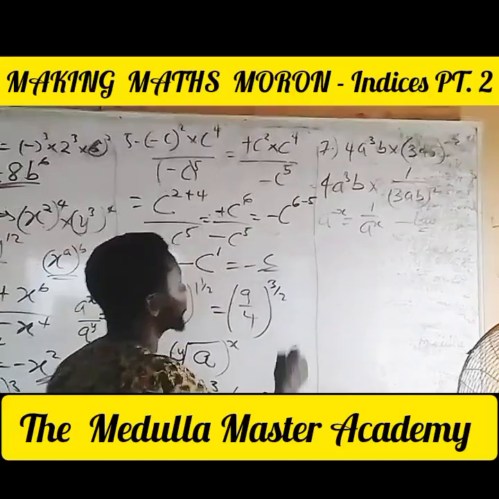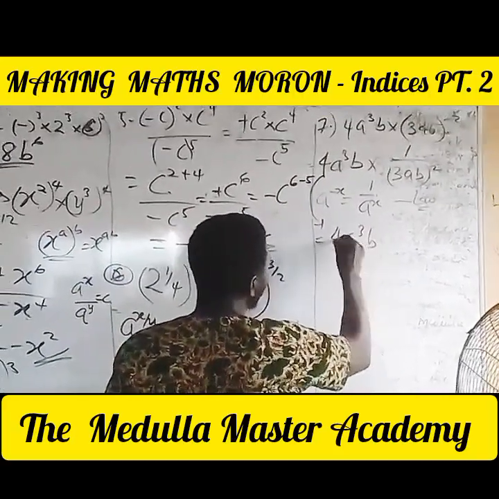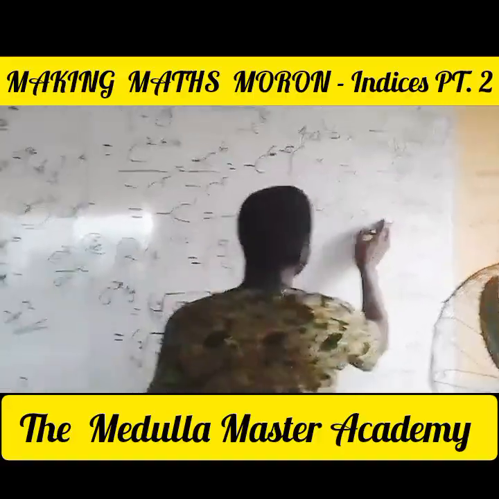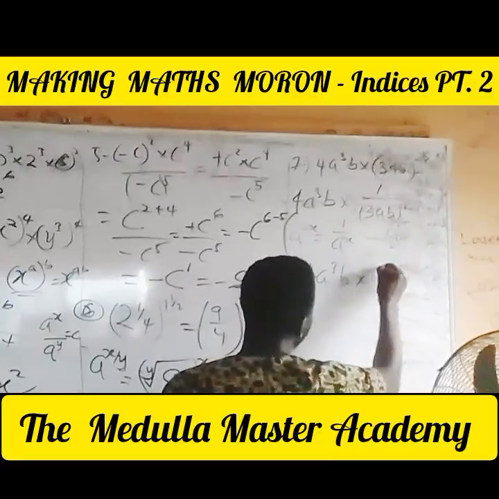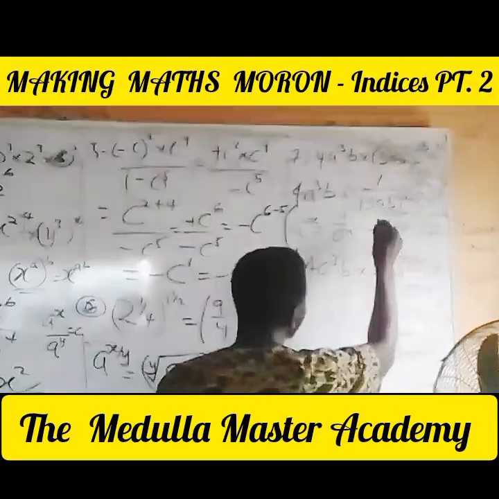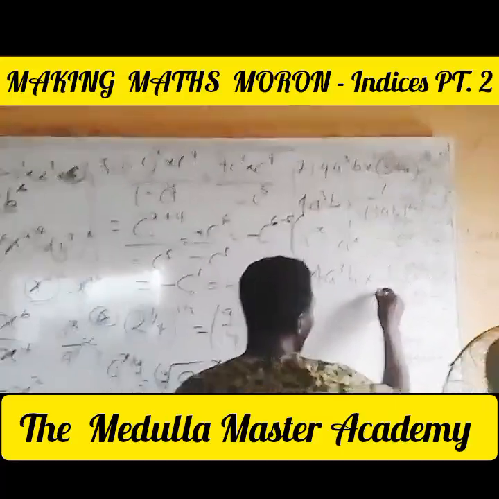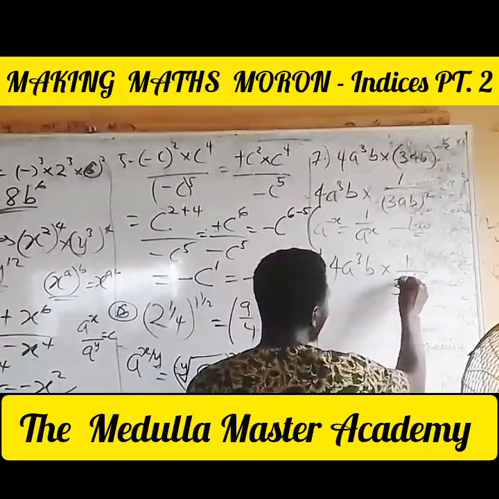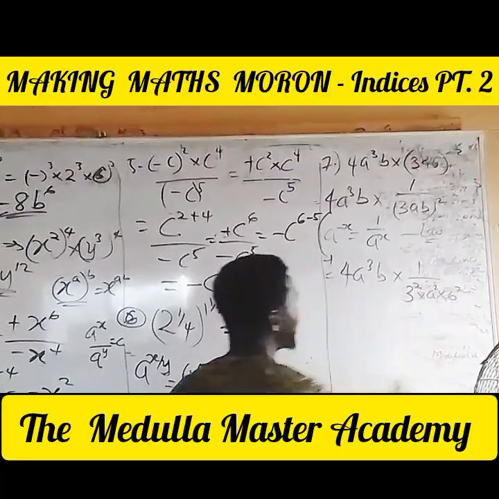So having done that, from here we have 4a raised to power 3b, then times, of course, don't forget that this is squared, so you can now open this bracket. It can now be 1 all over 3 squared, a squared, b squared. I hope you know. So 3 squared is 9. Should I write it? This is 3 squared times a squared times b squared.